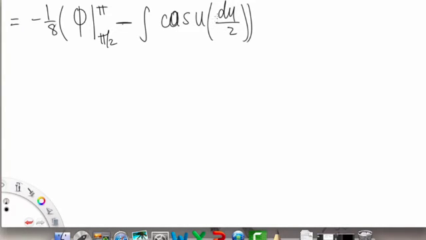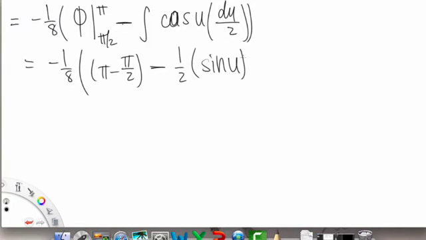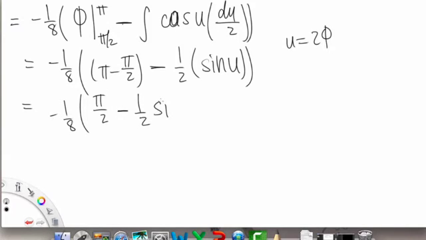Alright? So then from here, we're just going to continue solving. So we have our -1 over 8 in front, and then a pi minus pi over 2. And then minus, I'll bring the 1/2 out in front, 1/2, then we have a sine u. And now on the next one, I'll replace u with the 2 phi that it represents. So then we have 1 over 8, and then here we have a positive pi over 2 minus 1/2 sine 2 phi, as phi goes from pi over 2 up to pi. And now we'll just plug it in and see what we get.